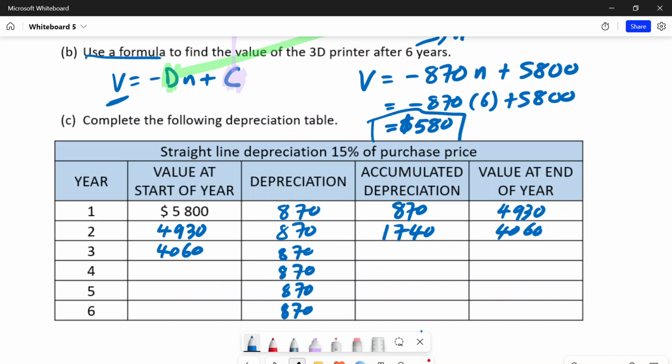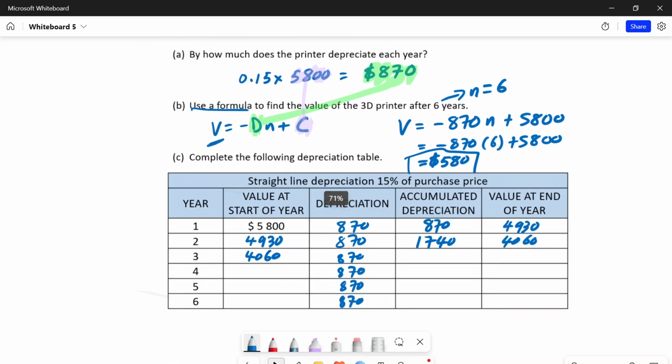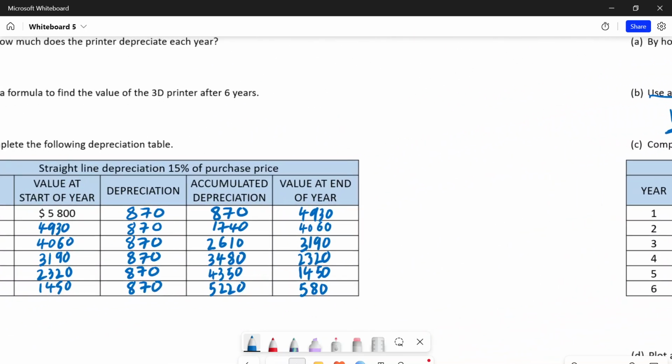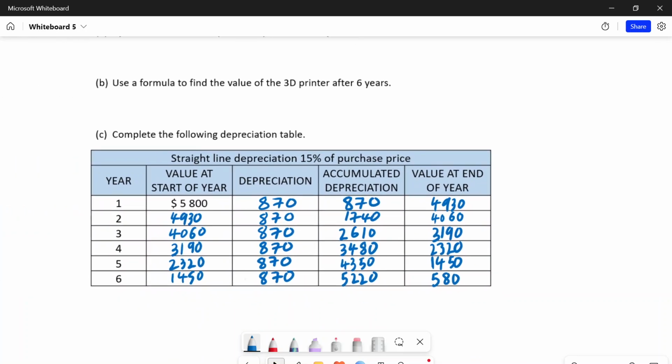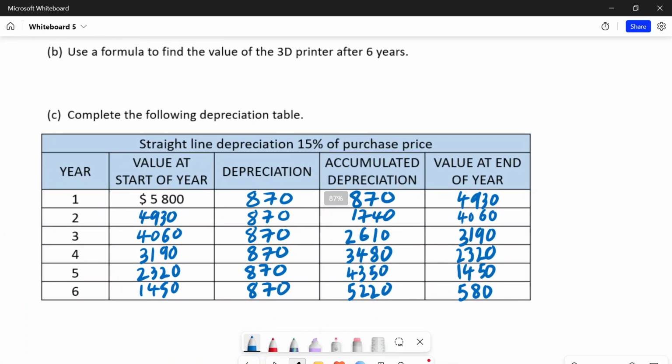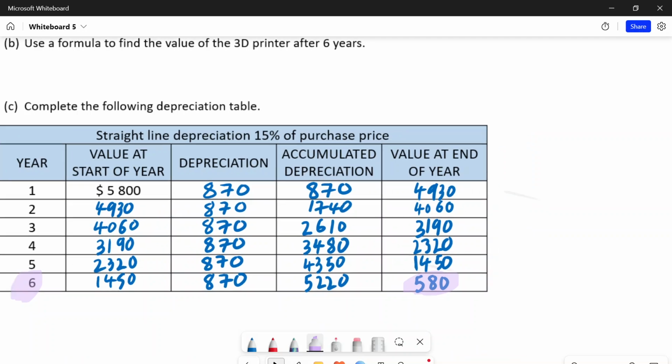Okay, so this is what you should have got. Okay, and we can see that after 6 years, we did get 580 at the end, so it matches our equation. So just check that you got all the numbers right there. That is the completed depreciation table.